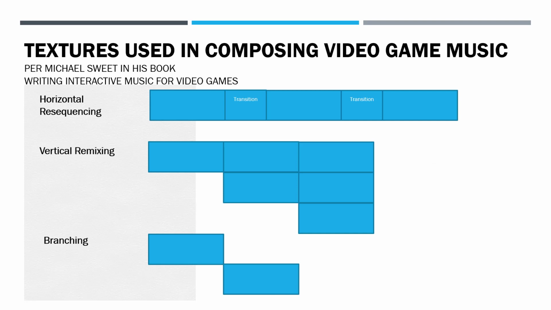Think of textures when composing your stems. For instance, this suggestion from Michael Sweet in his book Writing Interactive Music for Video Games suggests three different textures. Horizontal resequencing: you have the theme, the transition, perhaps another theme, transition, and a third theme. But vertical remixing is more the way we think of when we write stems, where an instrument will play, then an instrument will play again, and there will be a harmony, or in the third column there will be an instrument, a harmony, and an octave doubling. Branching would be a situation where an instrument plays and then another instrument plays, sort of like call and response.